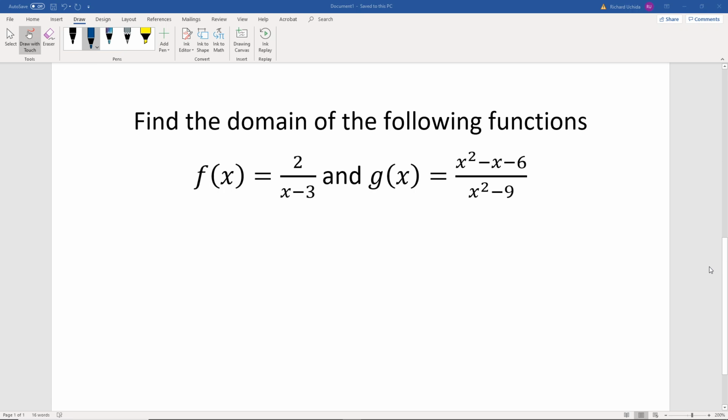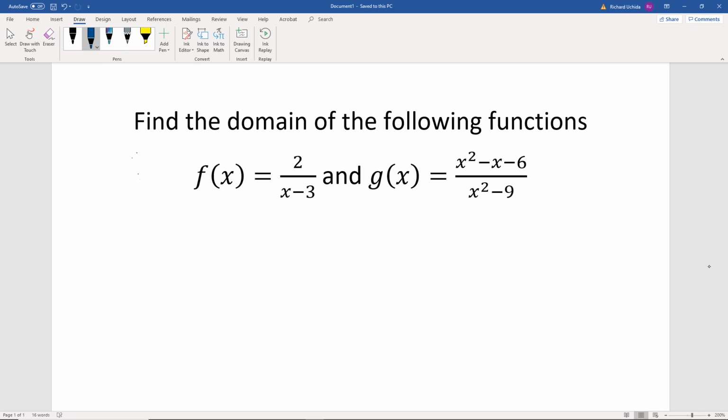So let's say you're to find the domain of the following functions. The first function, f of x, is equal to 2 over x minus 3. So this is a rational function where the denominator of the function is x minus 3. The main thing when you deal with fractions, remember, is that our denominator cannot be 0. So we cannot have values of x which will make our denominator 0.